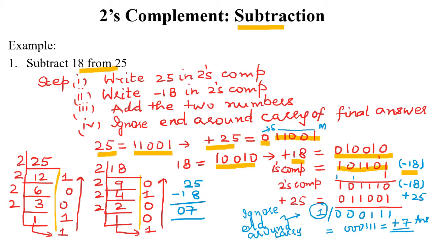101101. To find 2's complement of minus 18, add a 1 to it. 1 plus 1 is 0 with carry 1, 1 plus 0 is 1. Remaining bits are 1, 1, 0 and 1. So 2's complement of minus 18 is 101110. Add plus 25 to it, which is equivalent to 011001. Now you have to add the two numbers.